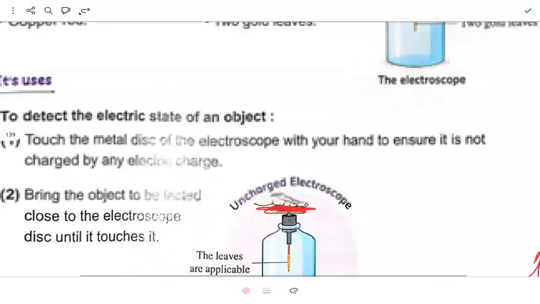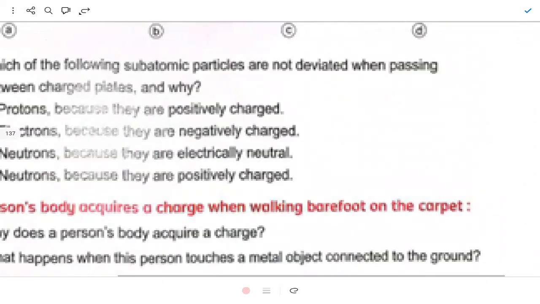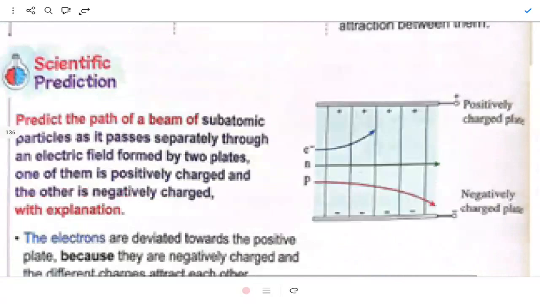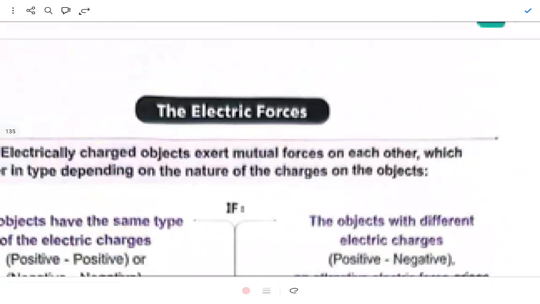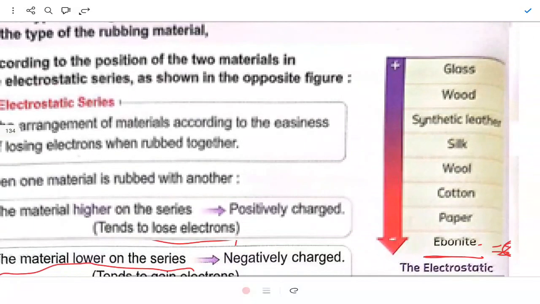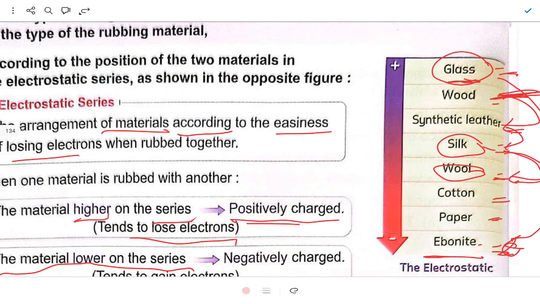Let's come back to this point. If you have an ebonite rod and you rub it with wool, the wool would be positive and the ebonite would be negative.